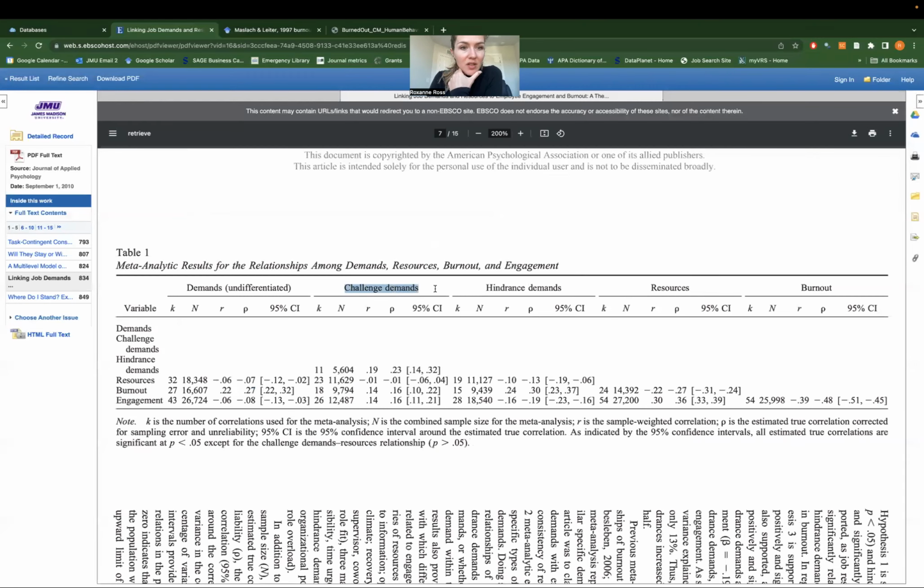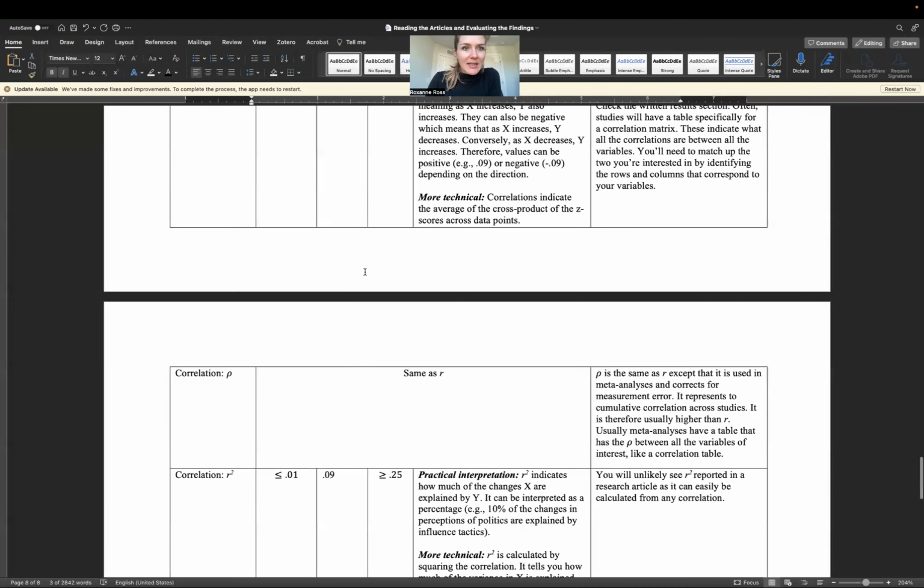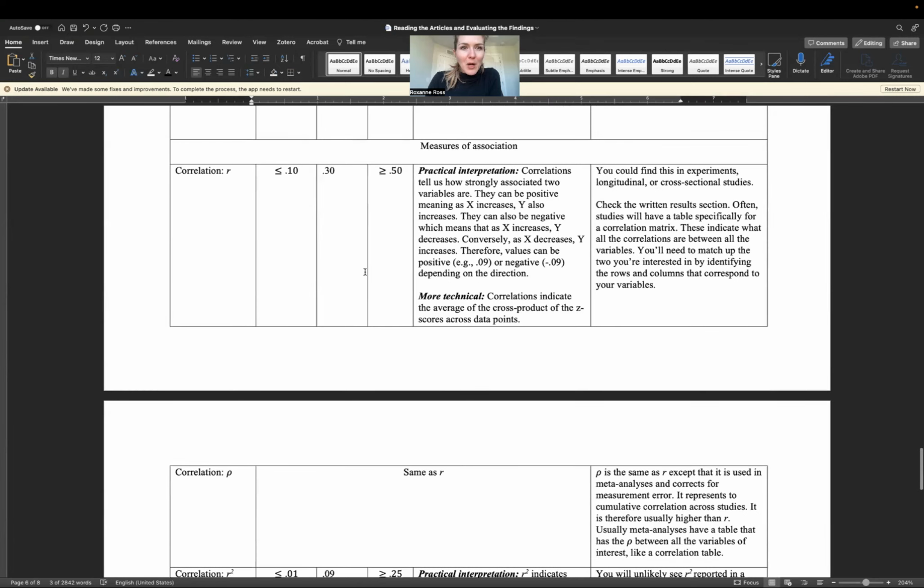So we can look at challenge demands and hindrance demands to see which of these types of demands are more important or more relevant. When we do the same exercise and we see these broken up into different types of demands, we see the challenge demands have a smaller relationship with burnout. And I'm sorry, this is rho. We'll use rho because we have the option. So it's 0.61. We go back to our interpretation cheat sheet here, and we see that 0.61 for correlation or for rho is pretty close to small effect.